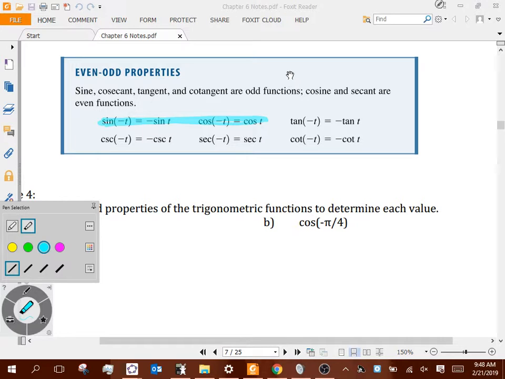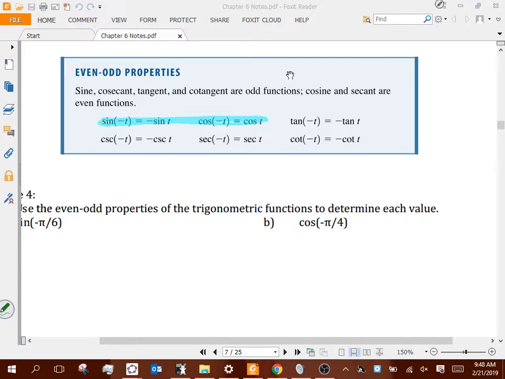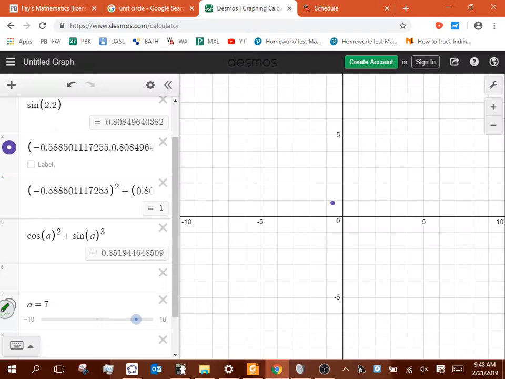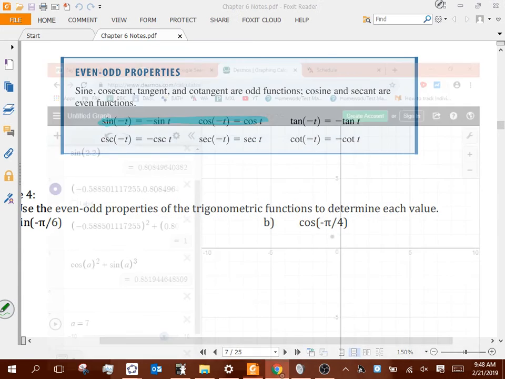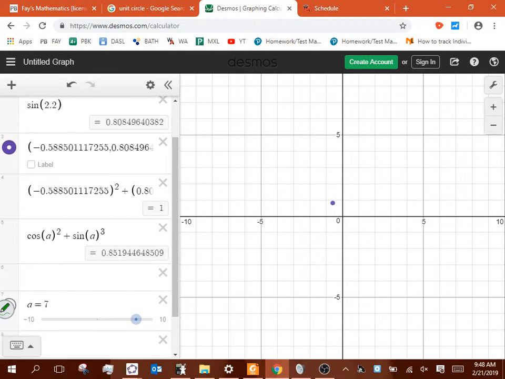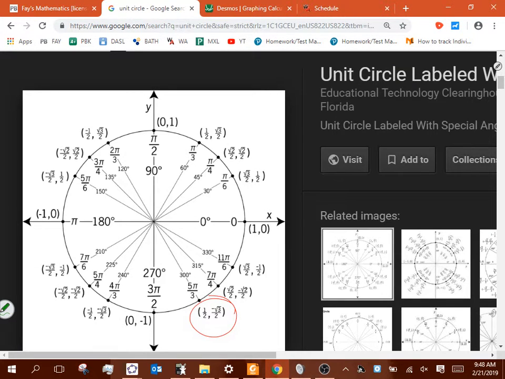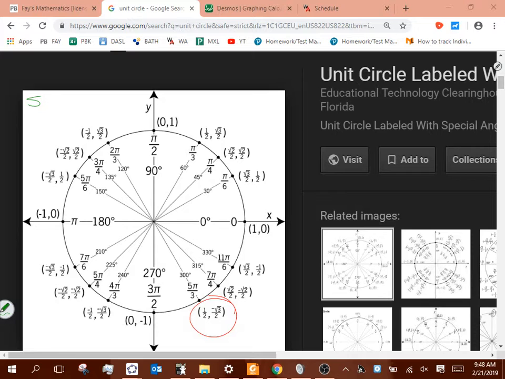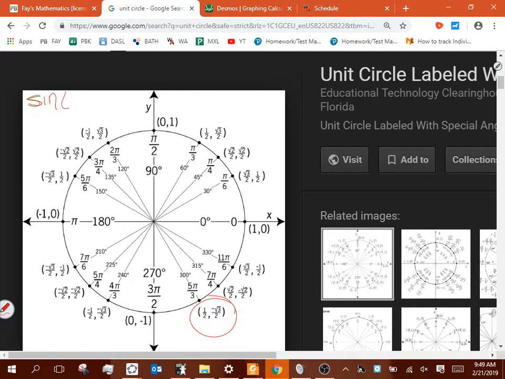Okay? And the idea here, guys, is they're saying sine of negative t. Let's do it this way. It's a little bit easier, I think, this way than what I did in the last class. The identity says the sine of the opposite of t is equal to negative sine of positive t. Okay? Well, what does that mean?